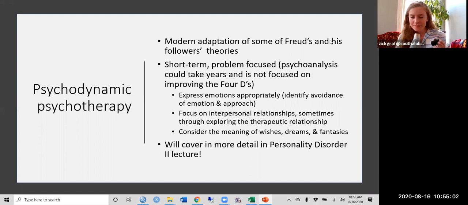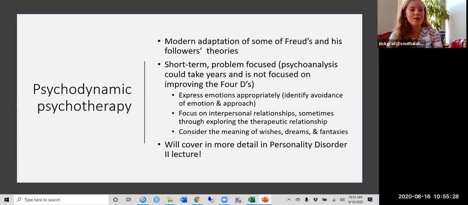So as I said, most of Freud's actual theories and practices aren't mainstream anymore. They're not really supported by modern evidence, but there are people who still practice psychotherapy that's based in some Freudian theories. Modern application of psychoanalytic psychotherapy is called psychodynamic psychotherapy.